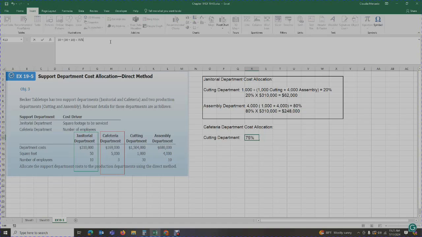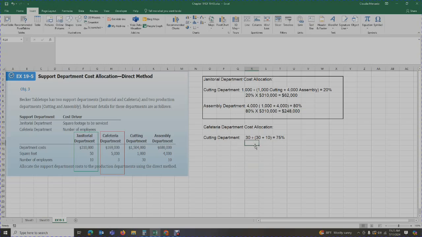That means that the cutting department has 75% of the employees that the cafeteria department services. So if the cutting department has 75, that means the assembly should have 25. And we'll calculate that in a bit.